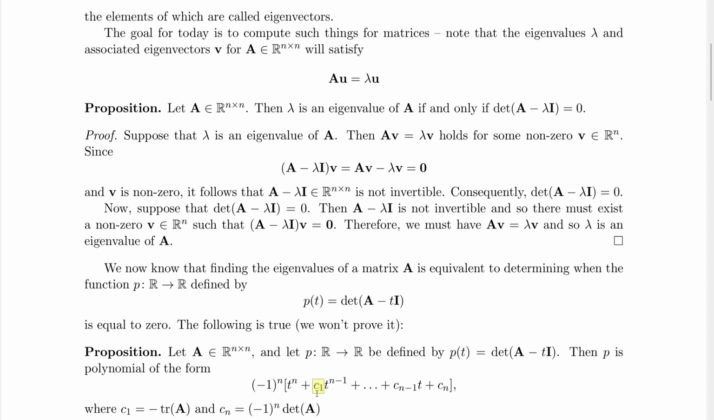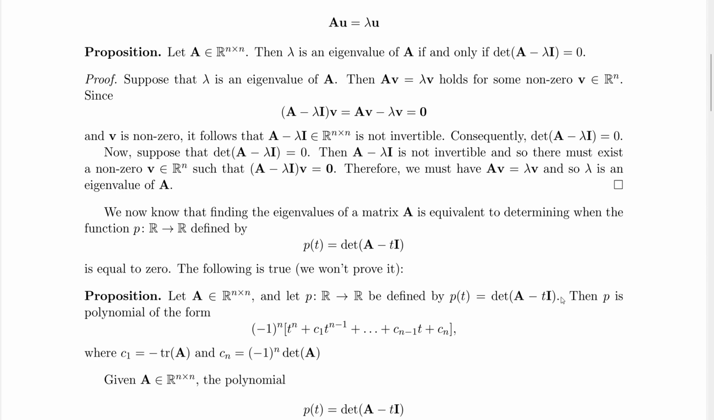So C1 is the trace of the matrix, and let your mind float back, we talked about the trace. That is the sum of the diagonal entries. And the Cn term is always the determinant. And note because I factored out this minus 1 to the n, there's this minus 1 to the n that will show up here as well. Note, if you plug in 0 here, you'll get the determinant of the matrix. So this constant term of the polynomial must always, in fact, be the determinant.